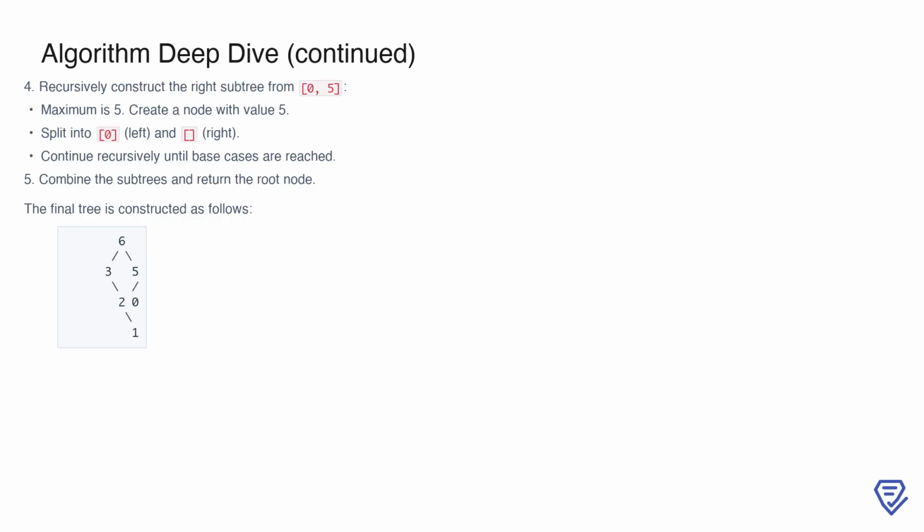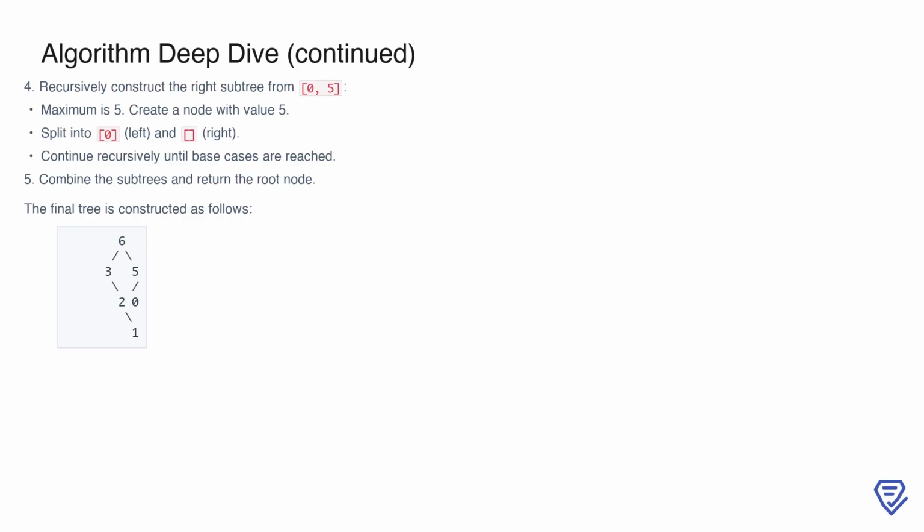When all recursive steps are completed, the final tree structure is as follows. The root node is 6, with 3 as its left child and 5 as its right child. Node 3 has no left child but has 2 as its right child. Continuing further, node 2 has no left child and 1 as its right child. On the right subtree, node 5 has 0 as its left child and no right child. This structure ensures that the tree adheres to the problem's rules, with the maximum element always serving as the root at each level.